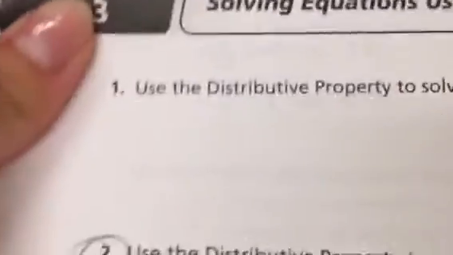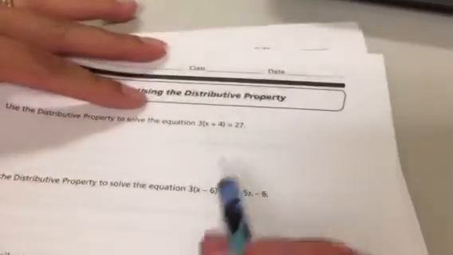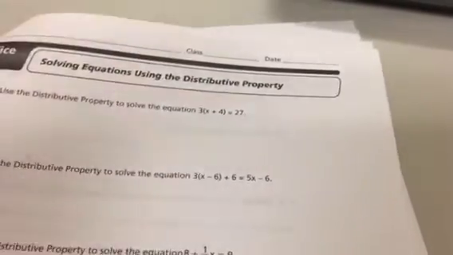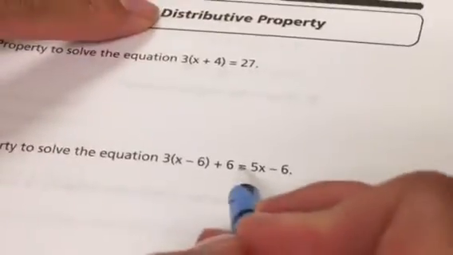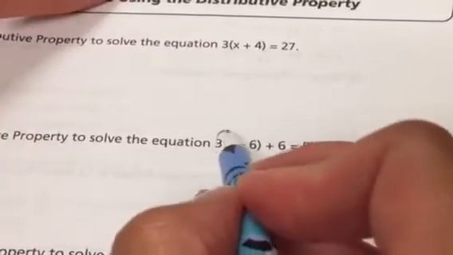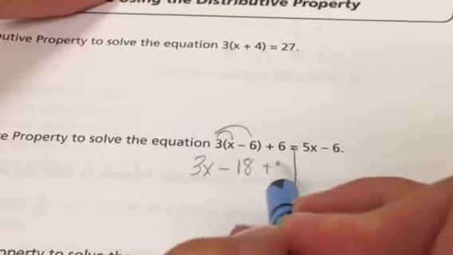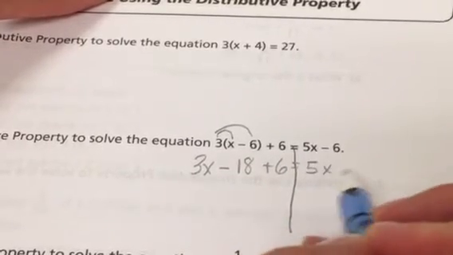Now, in 2-3, we're going to do question number 2 and question number 8. All right. So, number 2, it says use the distributive property to solve the equation 3 times x minus 6 plus 6 equals 5x minus 6. So, let me make that a little bit bigger. I'm going to draw my line down. And then I see I've got a number outside parentheses, so that tells me I'm going to multiply 3 times x minus 3 times 6 plus 6 equals 5x minus 6.